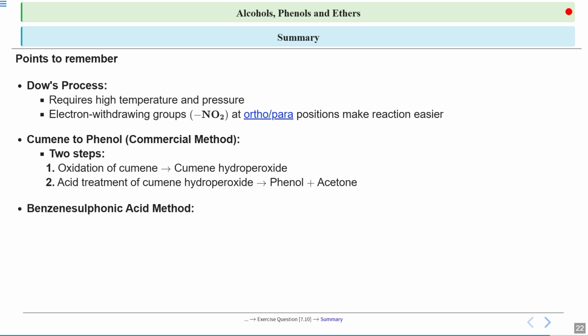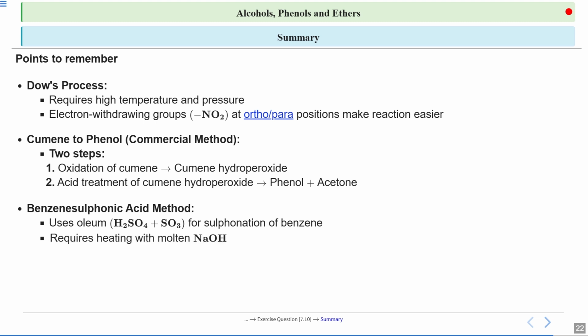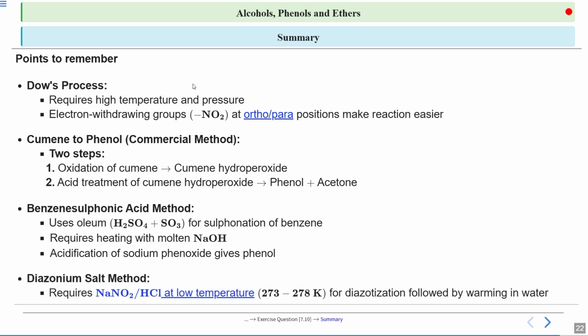Next, we saw from benzene sulfonic acid, where we use oleum for the sulfonation of benzene, and this requires heating with molten NaOH. Then acidification of the sodium phenoxide ion gives you phenol. Next, we saw the diazonium salt method, which requires NaNO2 and HCl at low temperature, and then diazotization happens, followed by warming in water, and then you get your phenol.